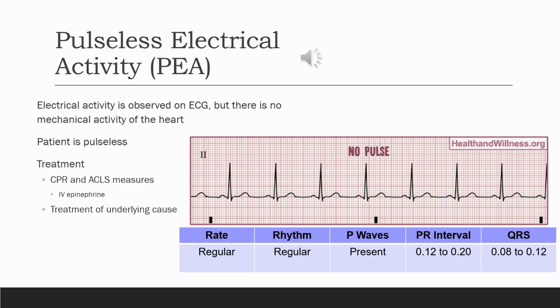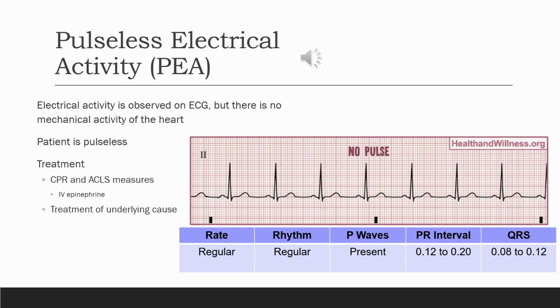Some of the common causes of PEA, which really are common causes of asystole, VFib, and VTach, we look at as what we call the H's and T's. Causes that start with H: hypovolemia, hypoxia, hydrogen ion or acidosis, hyperkalemia or hypokalemia, hypoglycemia, and hypothermia. And then we also have our conditions that start with T: toxins such as a drug overdose, cardiac tamponade, tension pneumothorax, thrombosis, whether it be pulmonary embolism or a myocardial infarction, or it may be due to trauma.